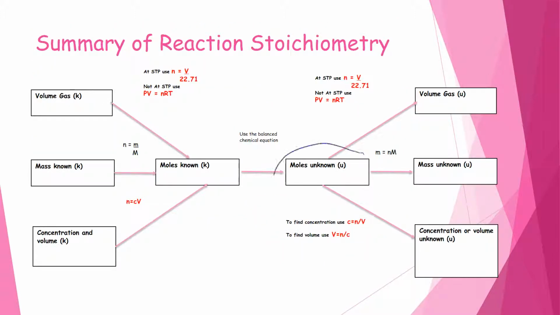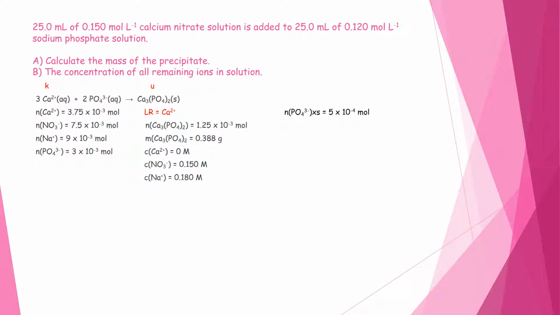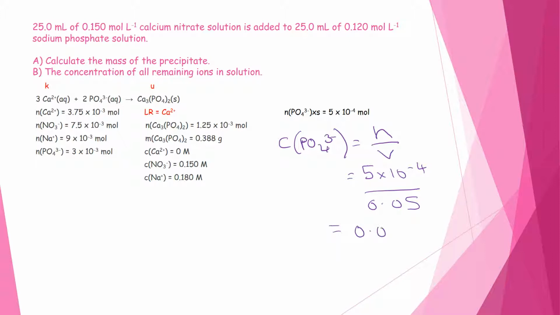So now that we know the moles of our unknown, we'll be able to find our concentration of our phosphate ions using concentration equals number of moles divided by volume. So now that we've got the moles, we can find the concentration of the phosphate ions is equal to number of moles over volume. So the number of moles was 5 by 10 to the negative 4. Remember our total volume was 50 mils, so 0.05. And this comes out to 0.0100 moles per litre, so that we finish in 3 significant figures.